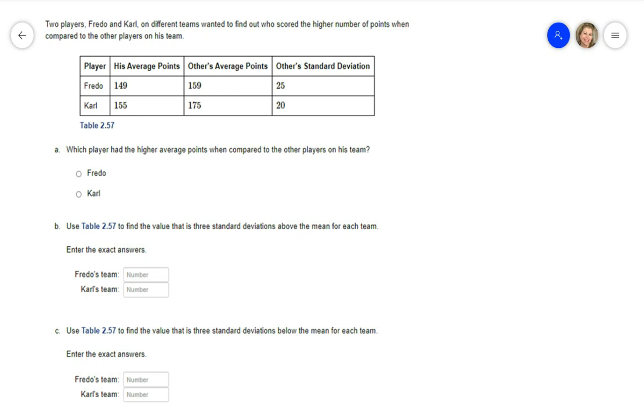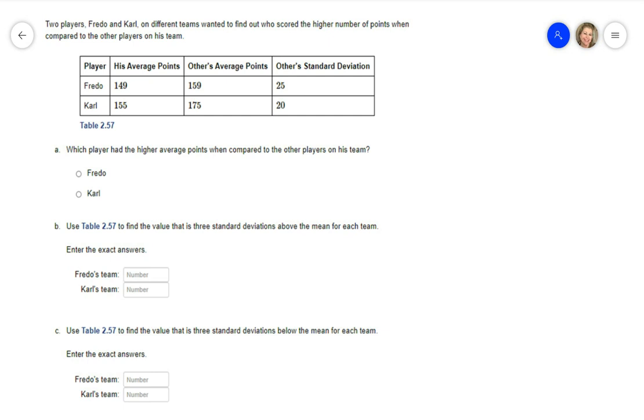Players Frito and Carl, on different teams, wanted to find out who scored the higher number of points when compared to the other players on his team. Question A: which player had the higher average points when compared to the other players on his team?